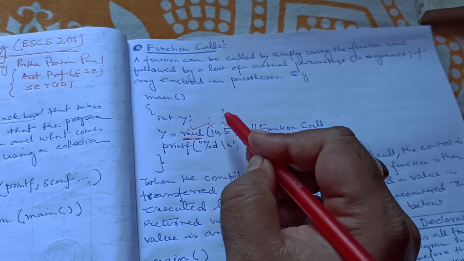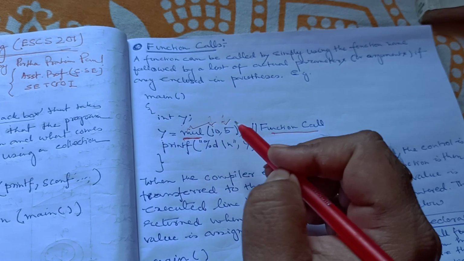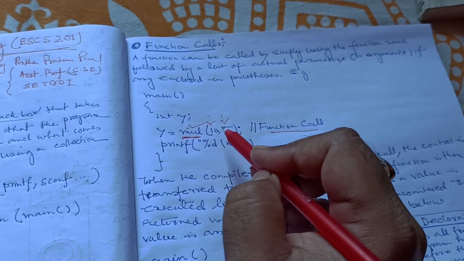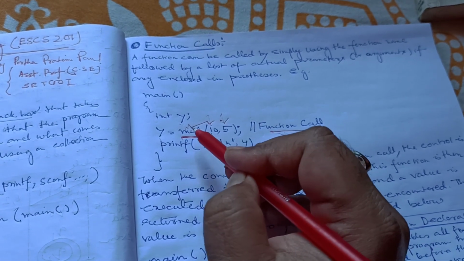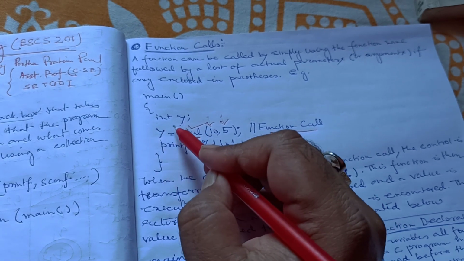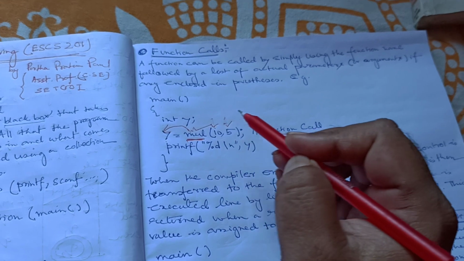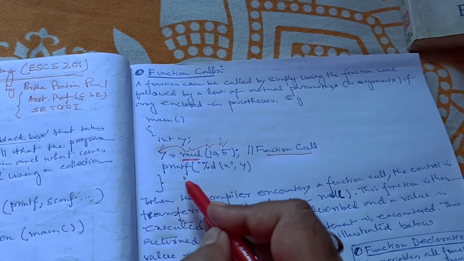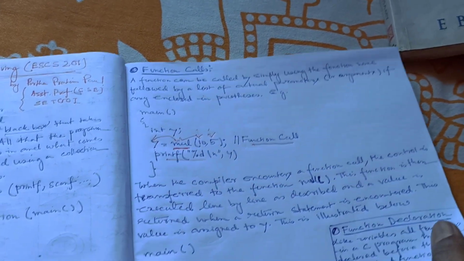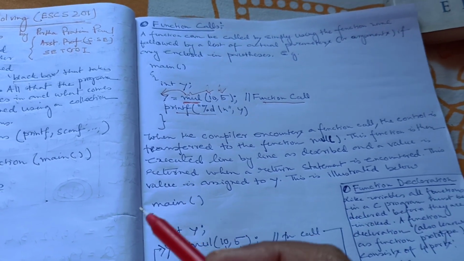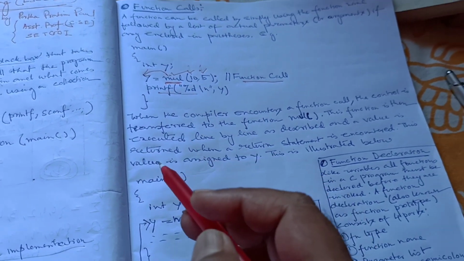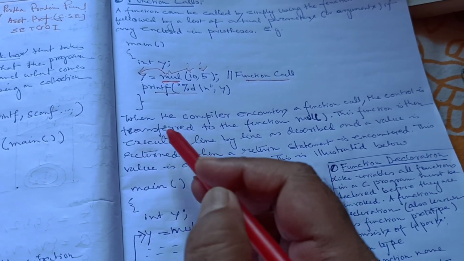In this way we can call a function, and after the execution of the mal function, the value calculated by mal will be assigned to y. And finally we are printing the value. From these statements you can easily understand how a function is called.